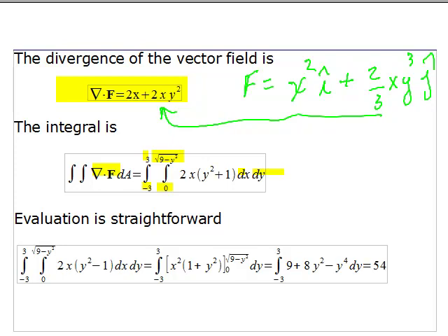So what I'm showing you is how you apply these theorems. You can do the flux integration, in which case you've got to parameterize that entire surface or surfaces, or you take the divergence and integrate over the enclosed area.